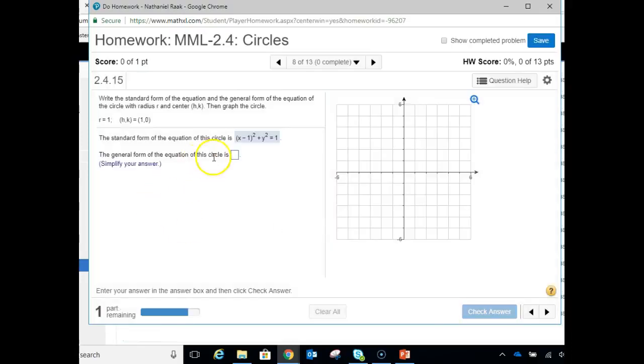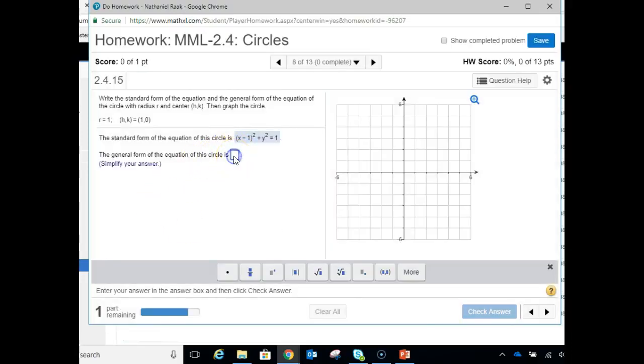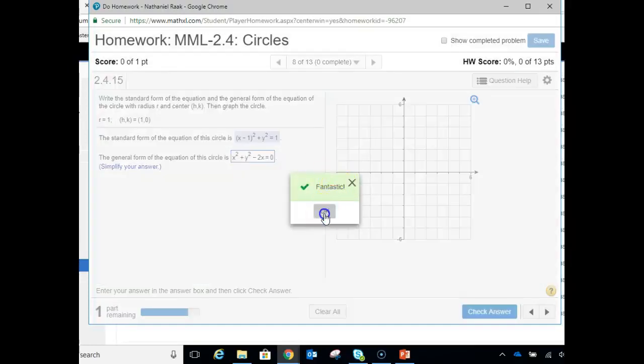I guess I can't get away without telling you the general form of the equation. The general form is when you get rid of these parentheses and then set it equal to 0. I'll show this to you more in depth, but it's going to be x squared plus y squared minus 2x plus 1 minus 1 equal to 0. So there, that would be the general form.